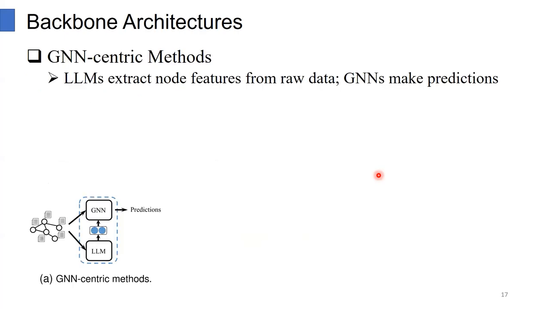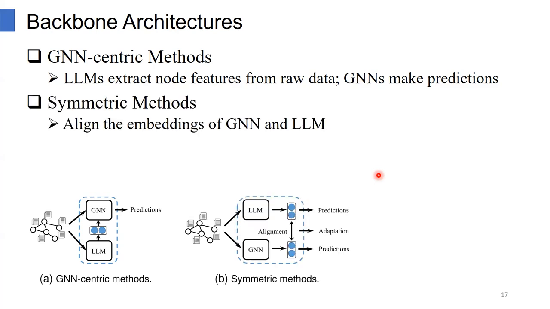For GNN plus large language models, we have three kinds of backbone architectures. The first kind is GNN-centric, which means we mostly rely on the GNN to do prediction, but the large language models can provide additional feature information. The second category is the so-called symmetric methods. In symmetric methods, both the GNN and LLM work in parallel. We can't say whether it's focused on GNN or on LLM. Both are equally important, but we try to align the representations from both GNN and LLM.